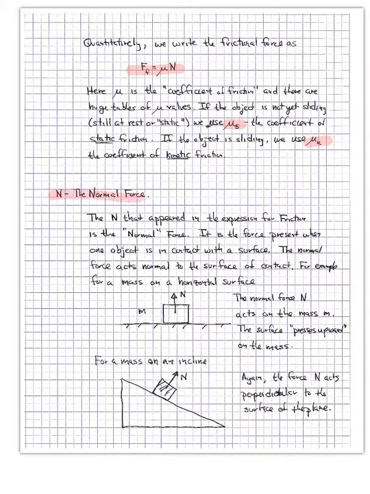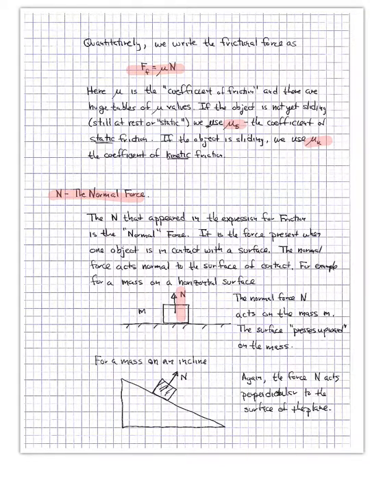So let's talk about the normal force. That normal force that we just talked about, that appears in the frictional force, is the force present when one object is in contact with another on a surface. So, for example, you sitting in your chair, there's a normal force, the chair pushing up on you. In this case, we have a block that's sitting on a surface, and there's a normal force pushing upward. It's the surface, the table, pushing up on the block. We call it the normal force because it acts normal to the surface.